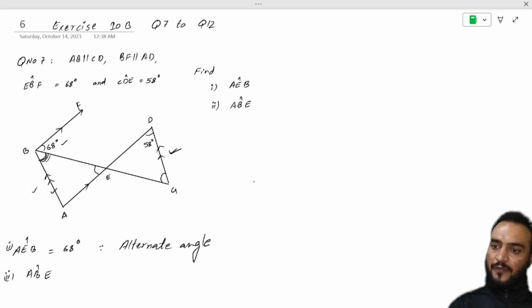Now, how can we find this angle? Let us name it as x degrees, and we have already found angle AEB, which is equal to 68 degrees. So, due to vertically opposite angles, this angle is also 68 degrees. Now, the sum of these three angles is equal to 180 degrees.